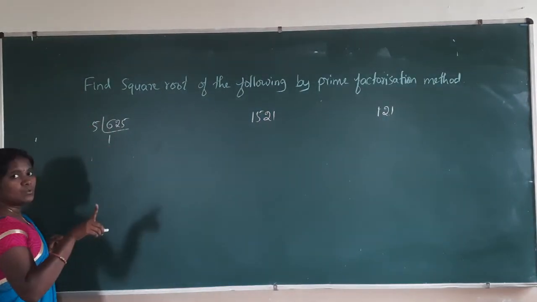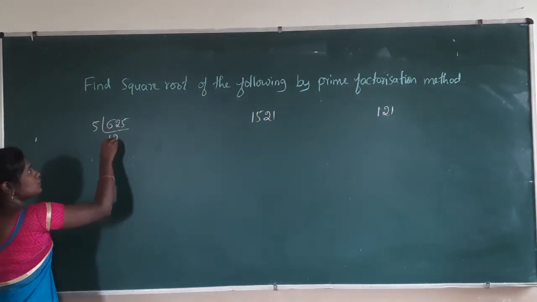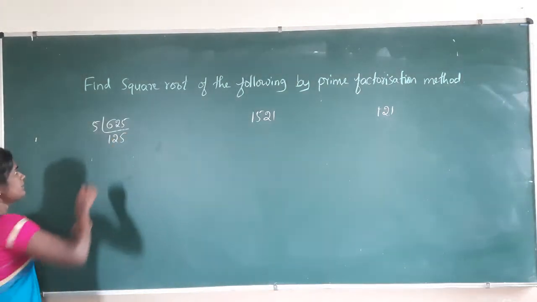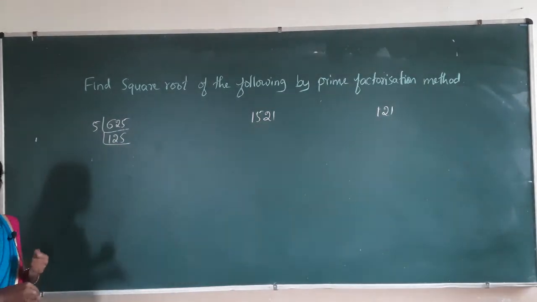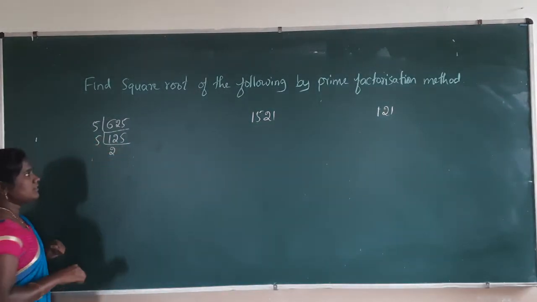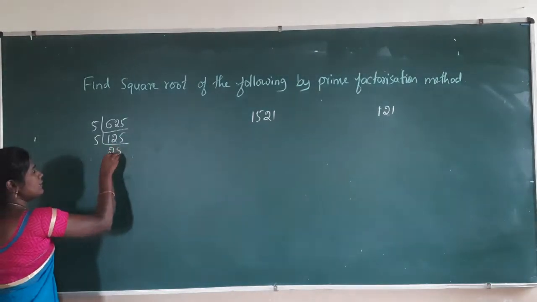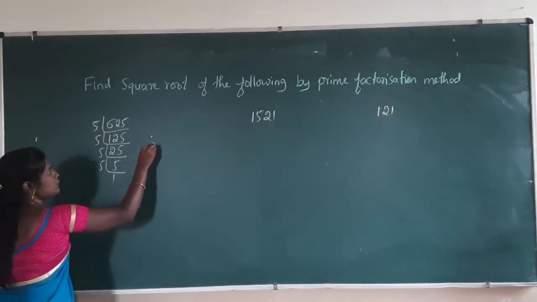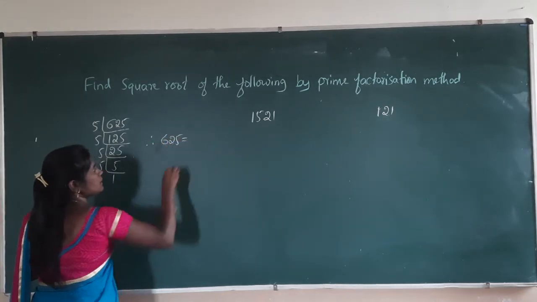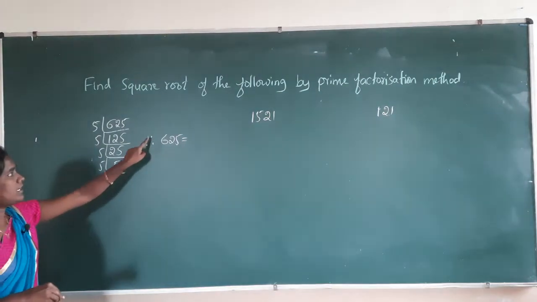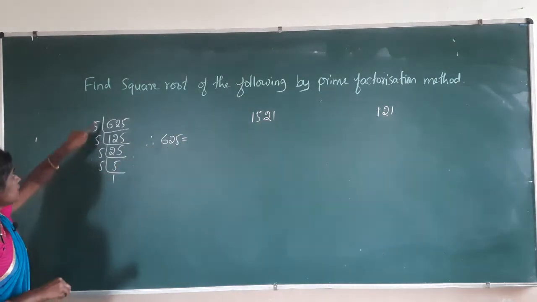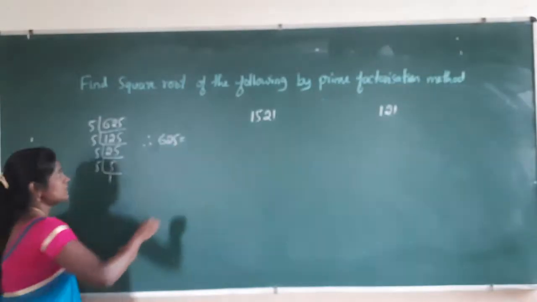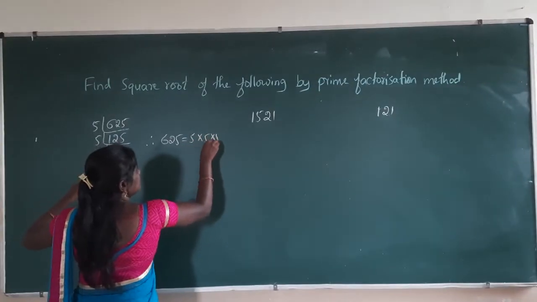5 ones are 5, 1 left, so 12. 5 2s are 10, 25. 5 5s are 25. Okay, then still it is divisible by 5. 5 5s are 25, 5 1s are 5. Therefore 625 is equal to, see how I am writing, write the factors that we got in a vertical column, isn't it? That is 5 four times.